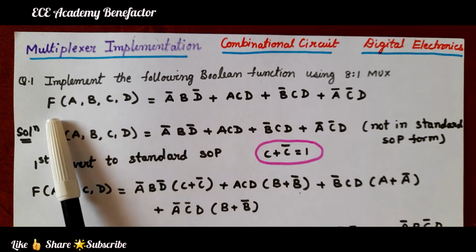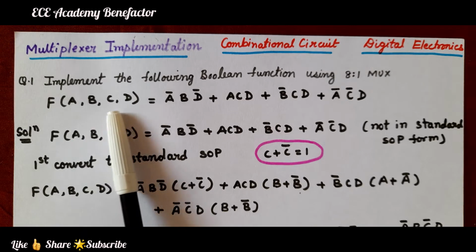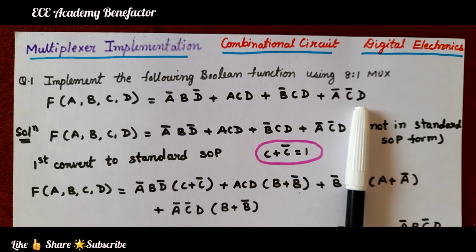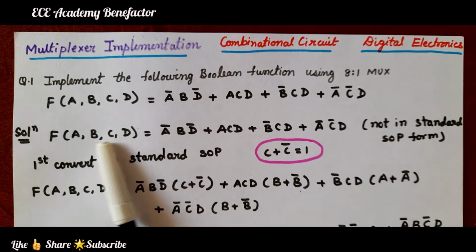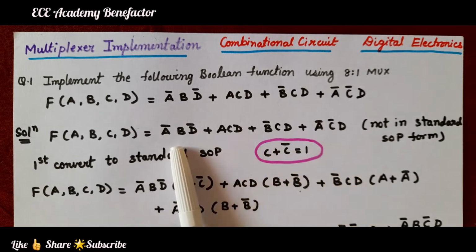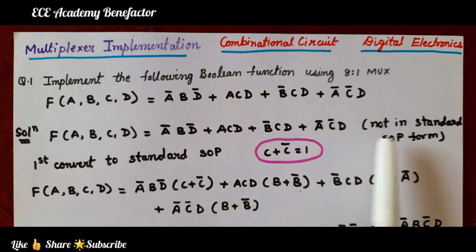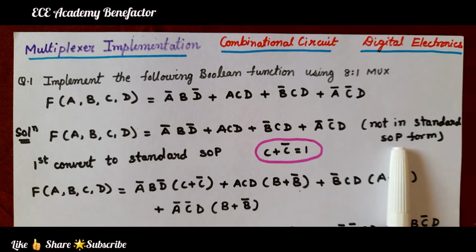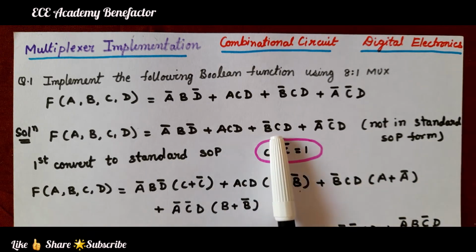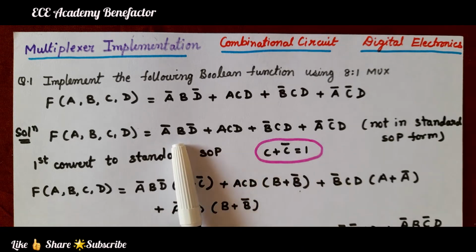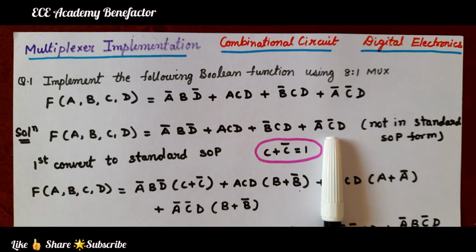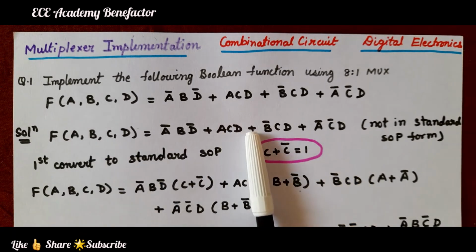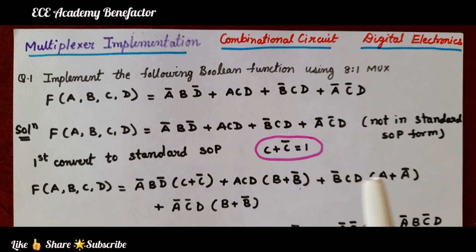The function is f having 4 variables A, B, C, D, having these terms. Okay. Now let us see the solution of it. I have written the Boolean function as it is. If you look at it, it is not in the standard SOP form. SOP stands for sum of product form. It is not in the standard SOP form because each term is having one missing literal. In the first term C is missing, in the second B is missing, in the third A, and in this one B is missing. So, we have to first change the given Boolean function into standard SOP form.